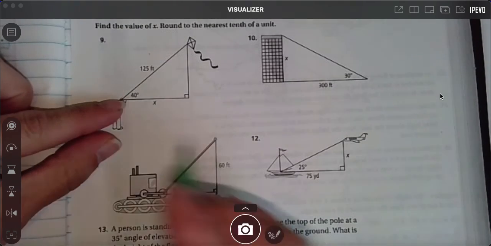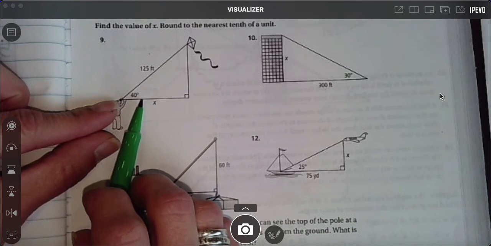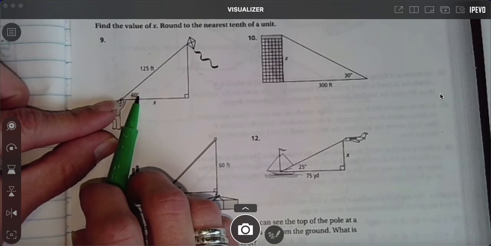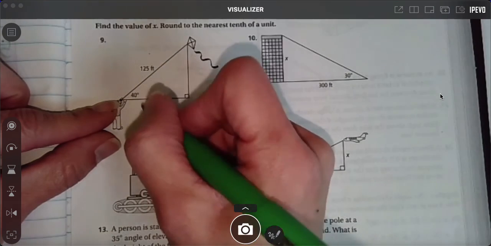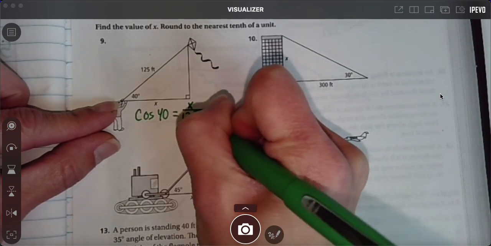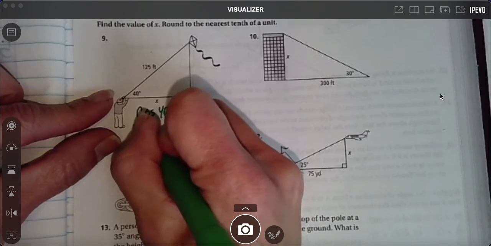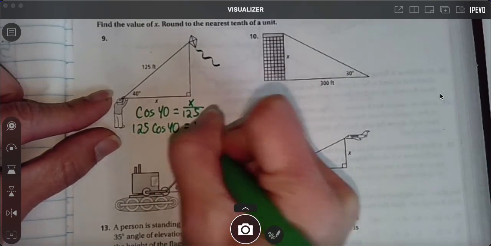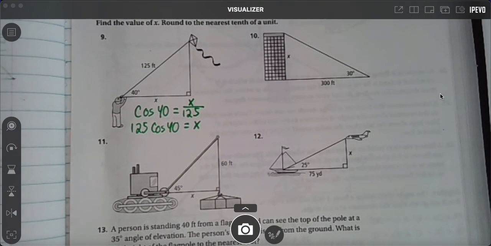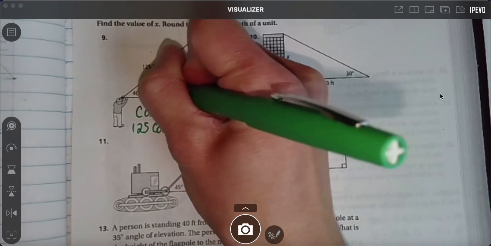So number 9, you're just deciding, am I using sine, cosine, or tangent? Cosine, because we have adjacent over hypotenuse. So I would write the cosine of 40 equals x over 125. Then multiply by 125. 125 times the cosine of 40, and I get 95.8, because they wanted us to round to the nearest tenth. So 95.8 is my answer.